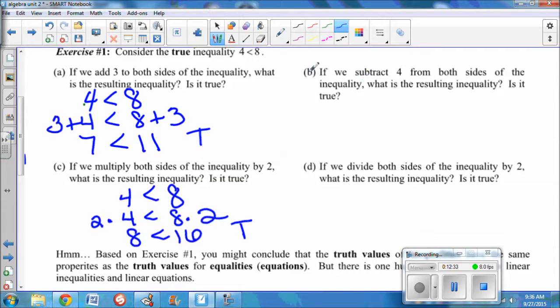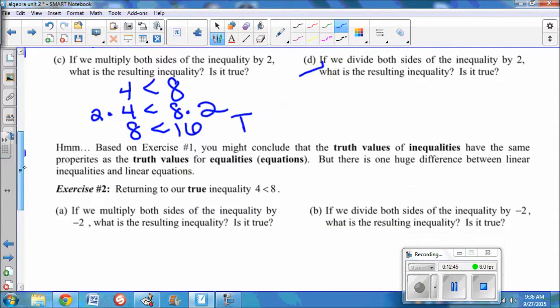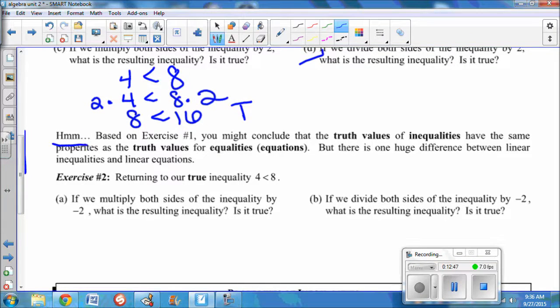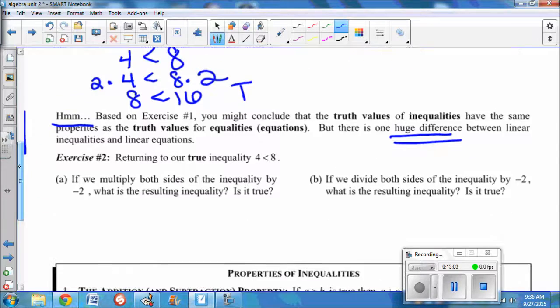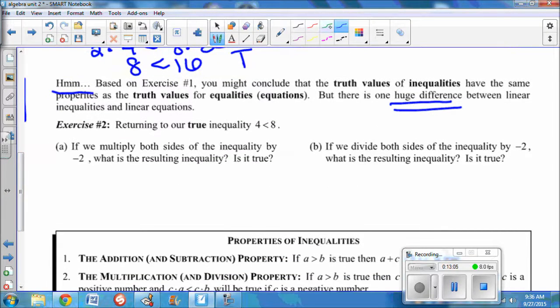Okay, so I'm going to tell you that if you do the same over here with B and D, if you subtract 4 from both sides, you're going to get true. If you divide by 2 on both sides, you're going to get a true. But it says, based on exercise 1, you might conclude the truth value of inequalities have the same properties as the truth values for equations. Okay, equalities or equations. But there is a huge difference between the two. So I think this is mind-blowing. Blows my mind every time I think about it.